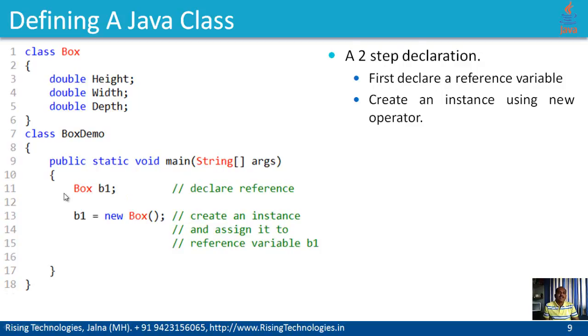Now I can declare an instance in two different steps. First, I can declare a reference variable. So Box b1 will only declare a reference variable but not the physical object itself. Initially this reference is going to point to null. Now in the second step, I am going to create a physical box object by using the new operator. This new operator will create an instance of this particular type, and it will return a reference of the newly created box object, and I am assigning that reference to this reference variable b1. So this type of declaration is called two-step declaration. In the first step, declare a reference variable. In the second step, create an instance using the new operator.